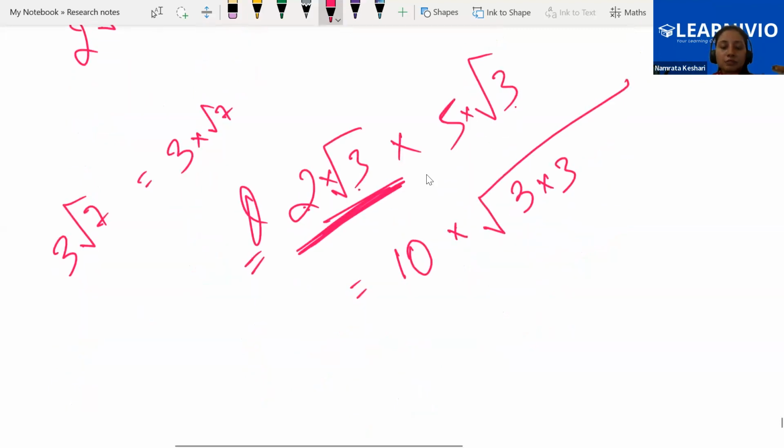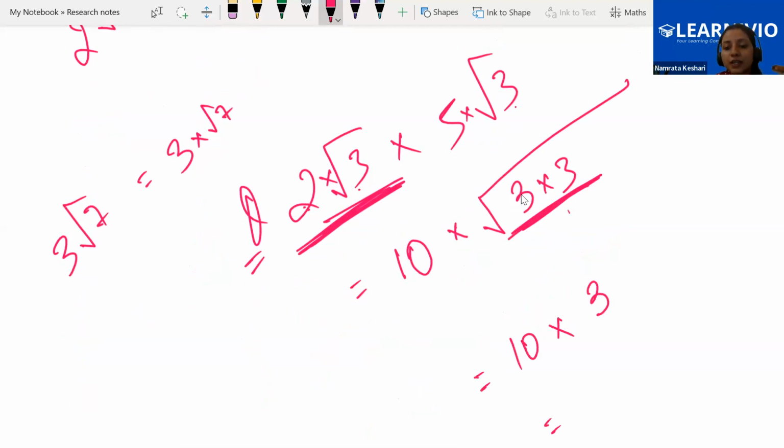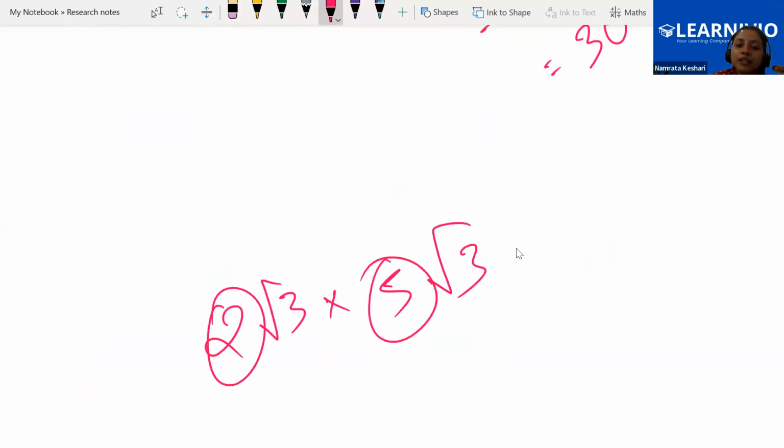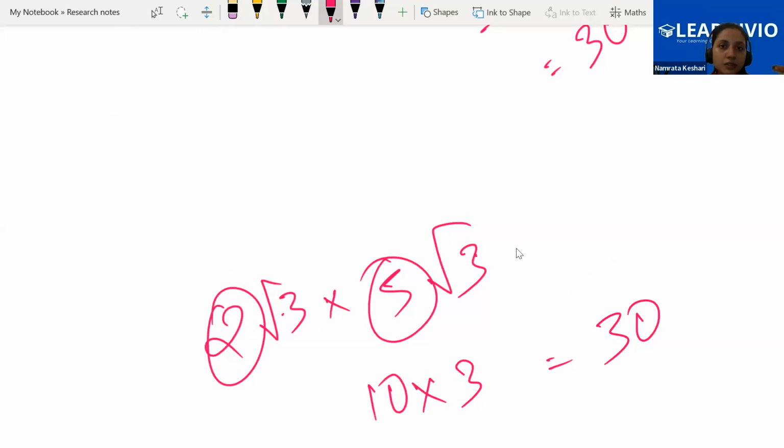Now, can you tell me, if we are going to write root 3 into root 3 in one square root sign, can you see there is a pair? Yes, ma'am. And can we take out 3 from there? Yeah. And the result is 30. So when we have done the multiplication of 2 root 3 with 5 root 3, 5 into 2 is 10, and root 3 into root 3 is only 3, result is 30. Any confusion? No.